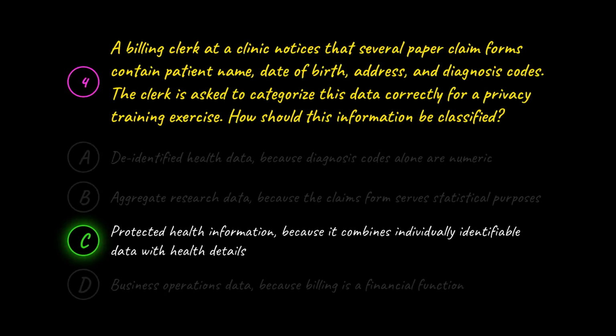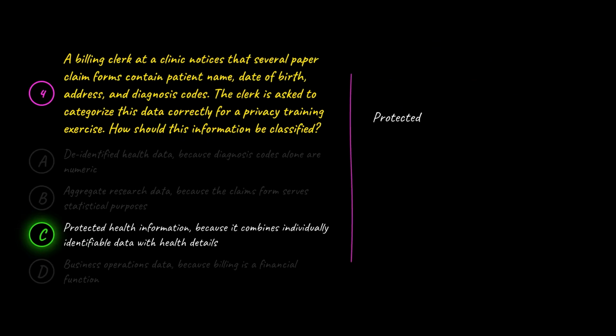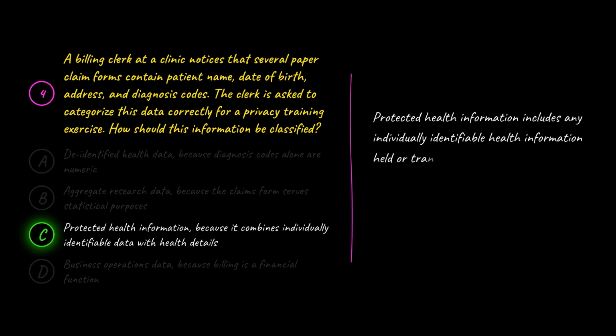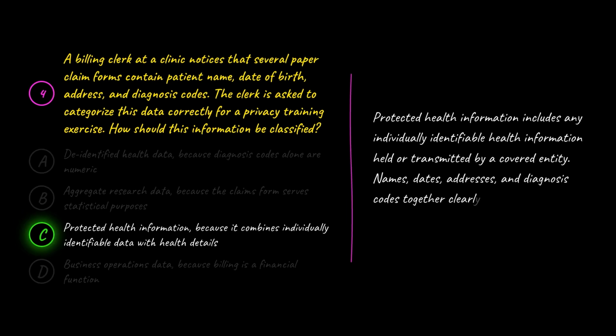The correct answer is C. Protected health information because it combines individually identifiable data with health details. C is correct because protected health information includes any individually identifiable health information held or transmitted by a covered entity. Names, dates, addresses, and diagnosis codes together clearly identify individuals and their conditions.